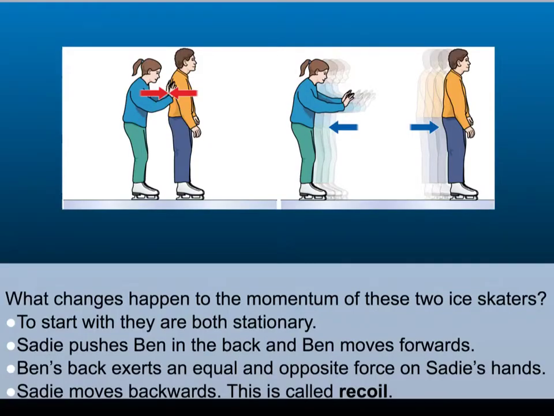Changes of momentum not only happen when there are collisions, they can also happen when there are situations called explosions. This is an example of an explosion. We have the two skaters here that are stationary. Then we have Sadie who pushes Ben in the back, and Ben moves forward. Ben's back exerts an equal and opposite force on Sadie's hands, and Sadie moves backwards. This is called recoil.